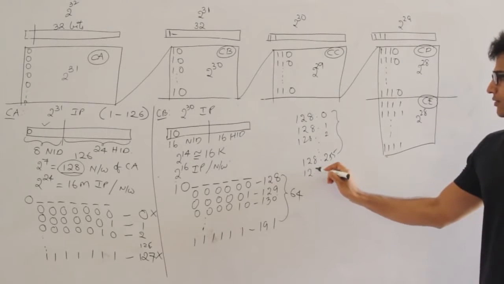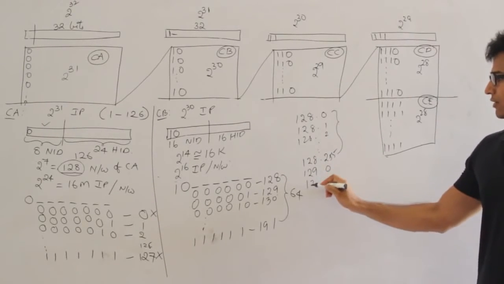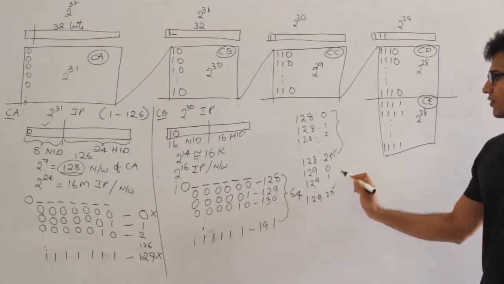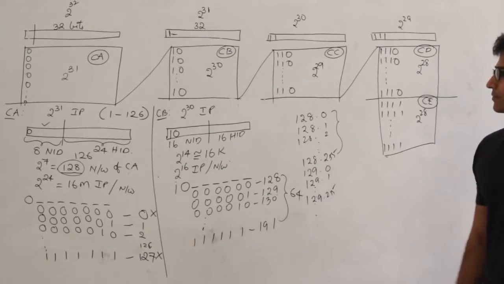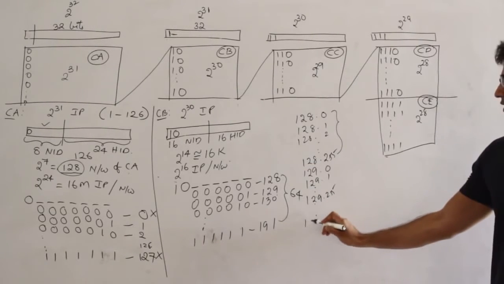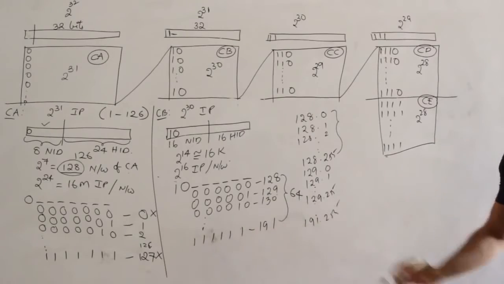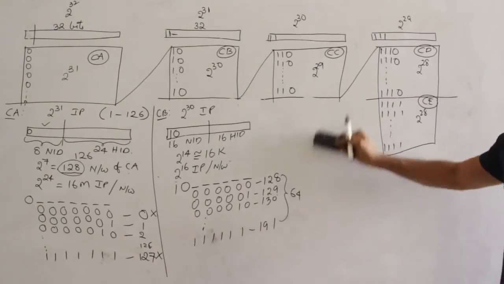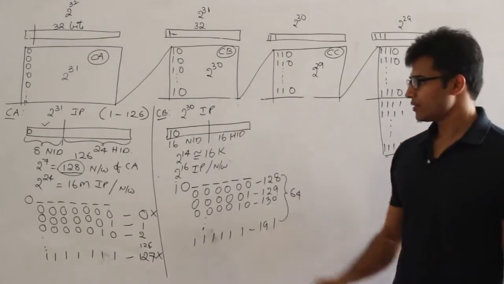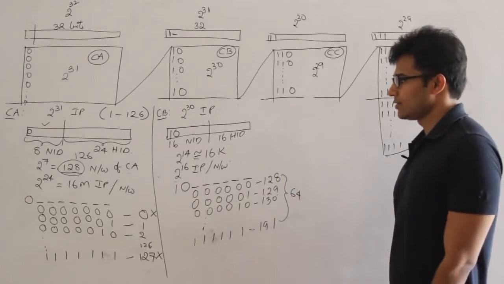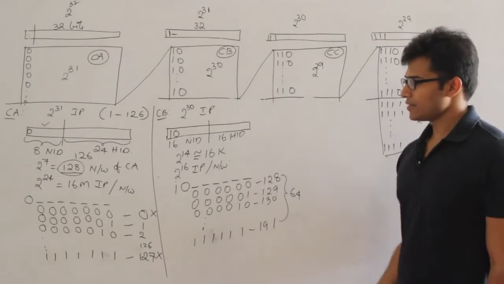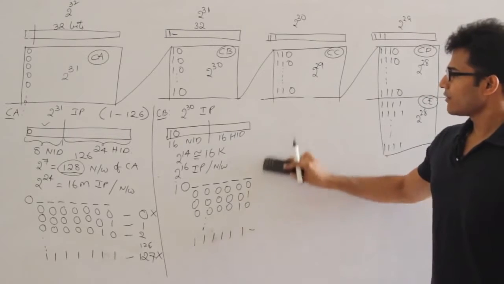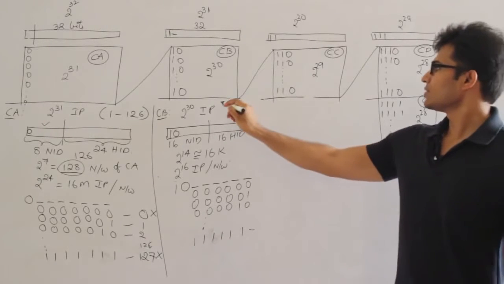If you look at the next one, 129.0, 129.1, and so on up to 129.255. What about the last one? The last one is 191.255, right? Therefore we have 2 power 14 networks, and each network contains 2 power 16 IP addresses. Okay.